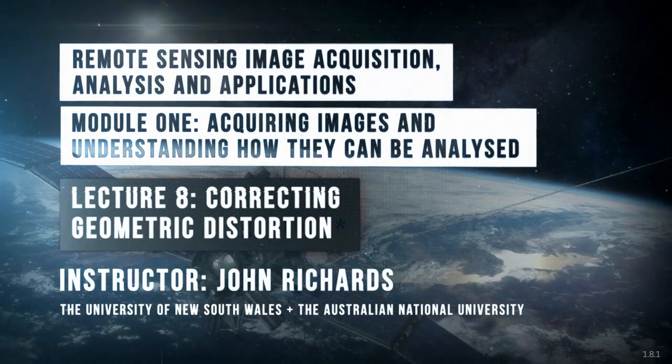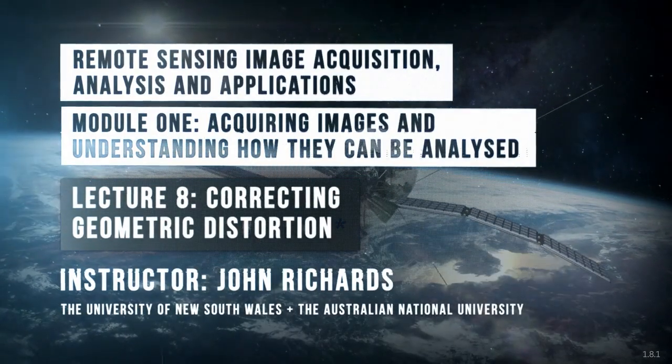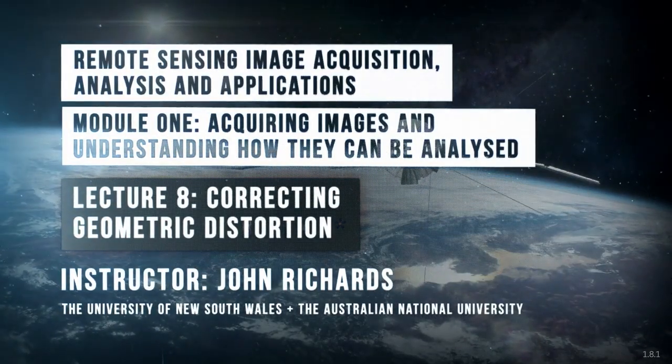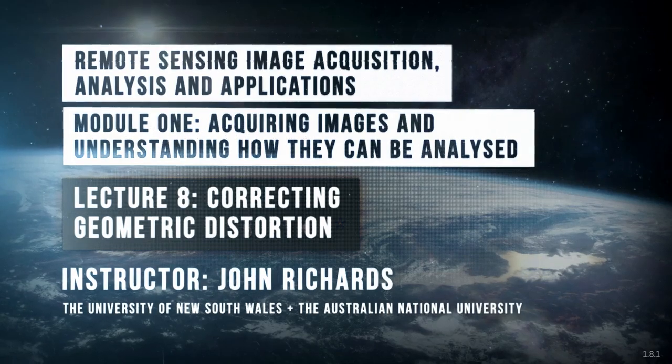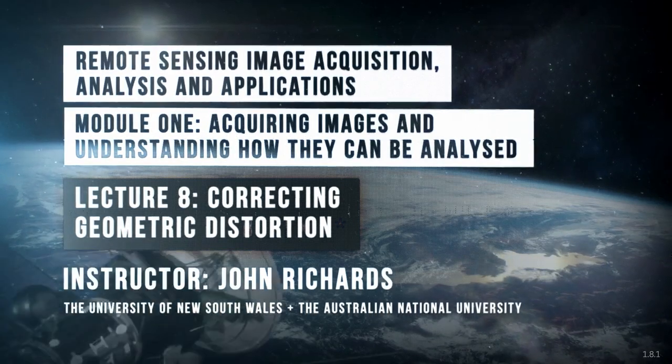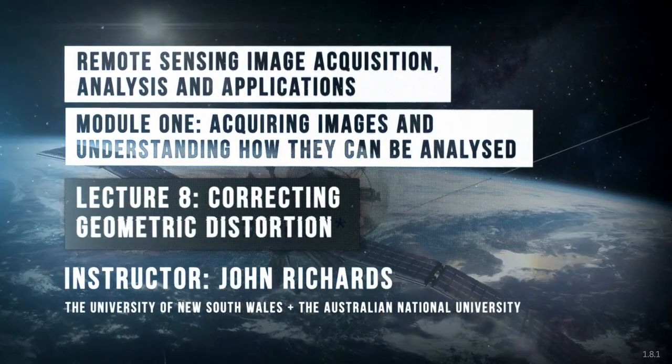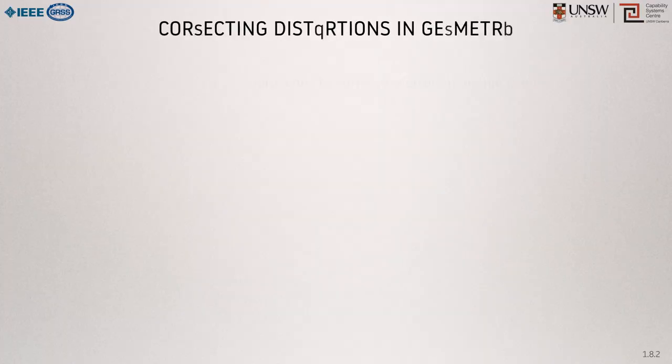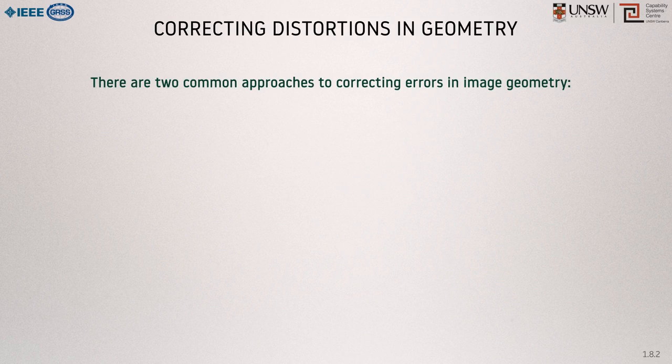We now come to methods for correcting any errors in the geometry of a recorded image. This is a fairly large topic and will occupy the next 2 lectures, using 2 different approaches. Both methods for compensating or correcting geometric errors in remote sensing imagery are used in practice.